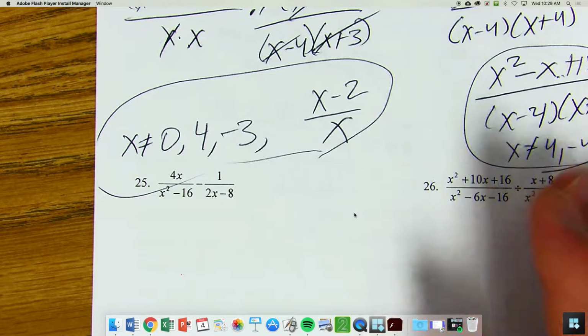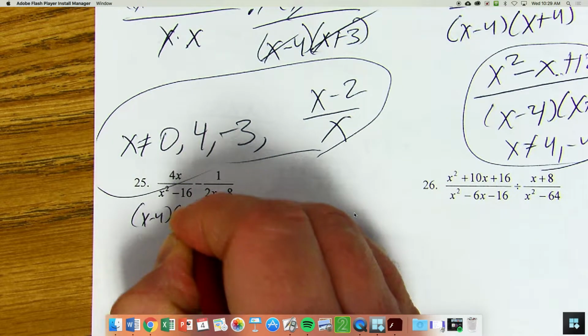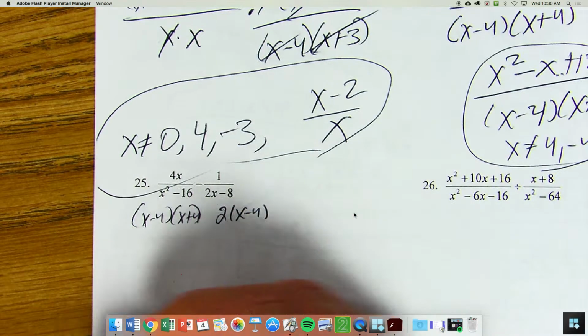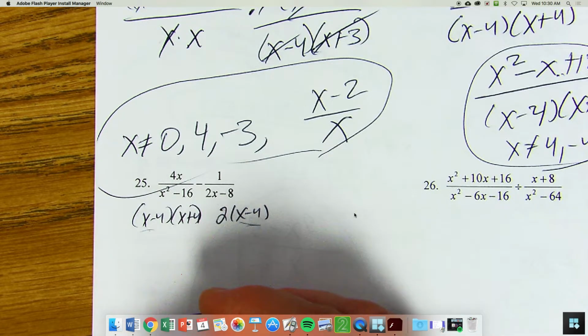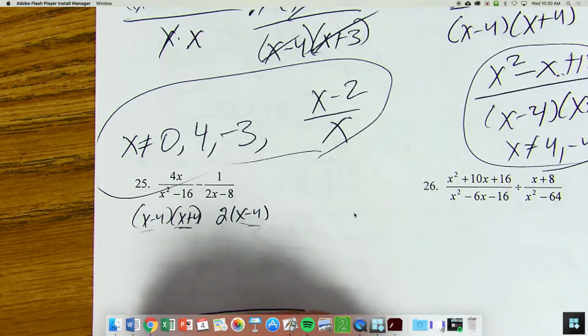25. Well, I tell you to factor this first to figure out what we've got. x plus 4 and x minus 4. Factor out the 2 here. x minus 4, so in my LCD, x minus 4 has to be there, which represents that one. x plus 4 has to be there, which represents that one, and the 2.